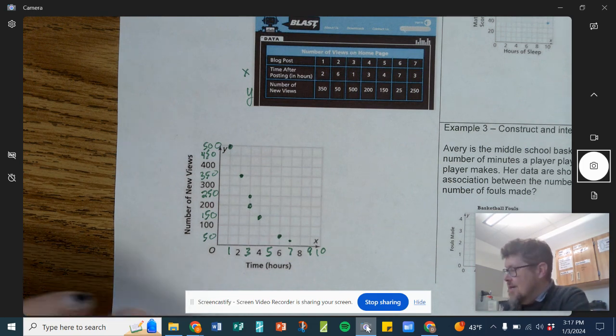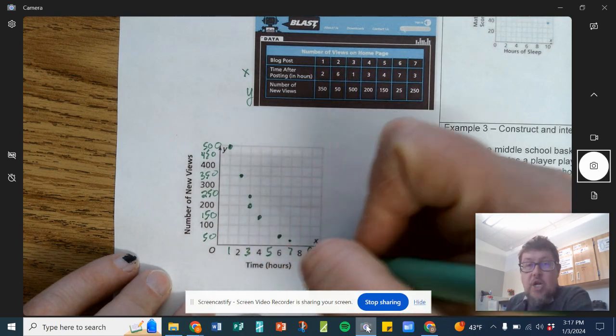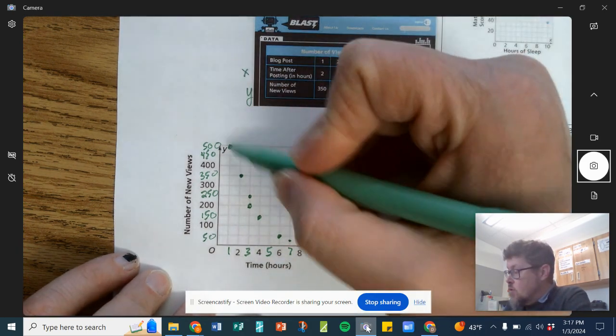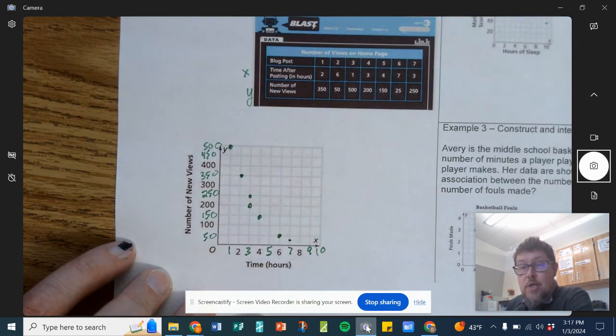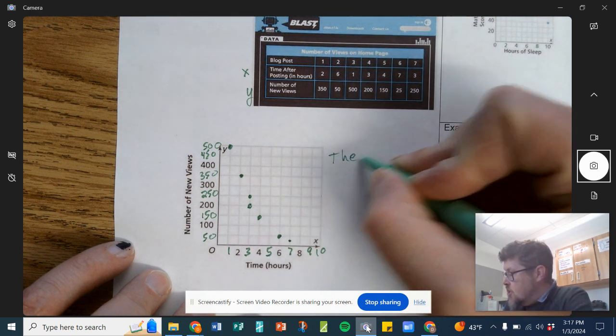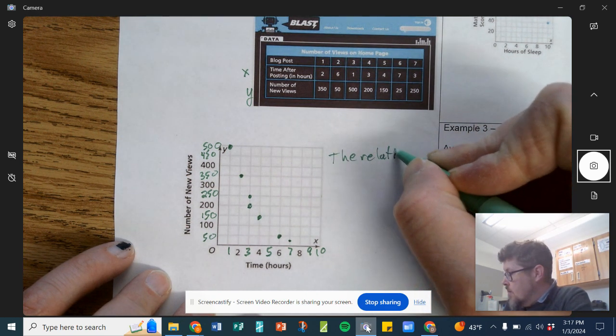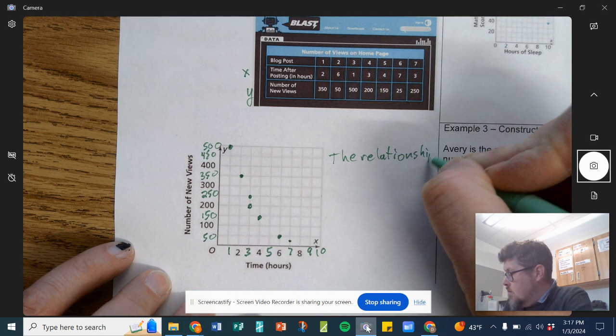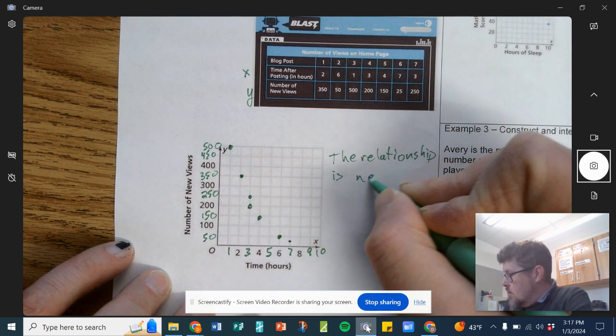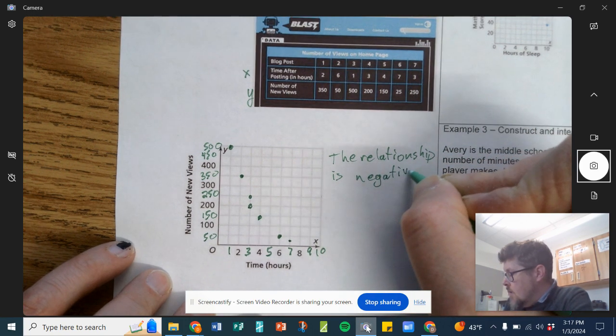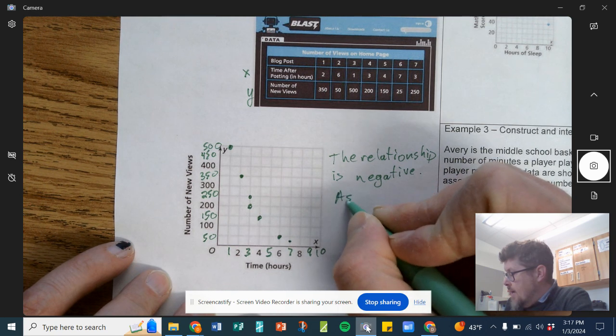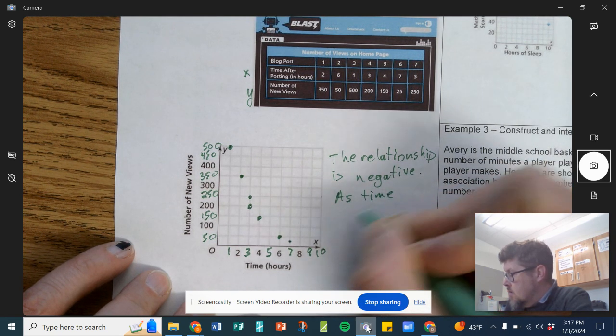Which makes sense, right? So we could call this relationship negative. Basically, if we were to draw a line through this, it would have a negative slope, right? So we'll say the relationship is negative. Okay. And the idea here is, as time passes, she gets less and less views.